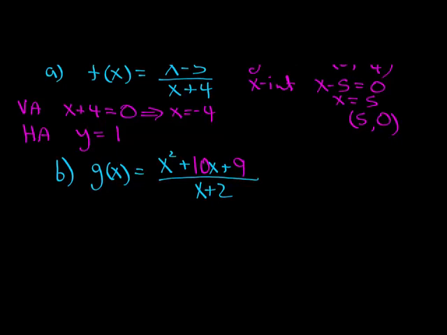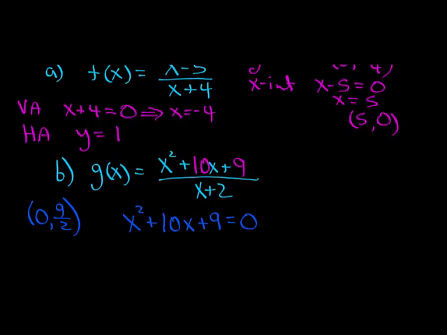Need to find the y-intercept. Well, how do I do that? I let x be 0. So if you let x be 0, you get 9 over 2. Everything goes away except the 9 up top and the 2 on the bottom. So that's the y-intercept. Now the x-intercept, we set the top equal to 0. And I wanted to make this something that would factor nicely. That's why I changed it.